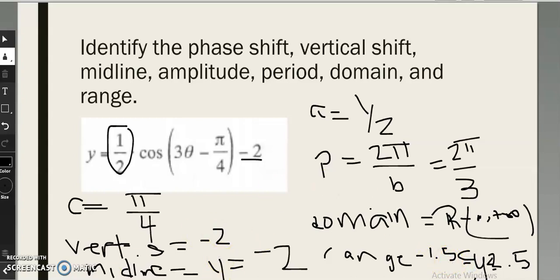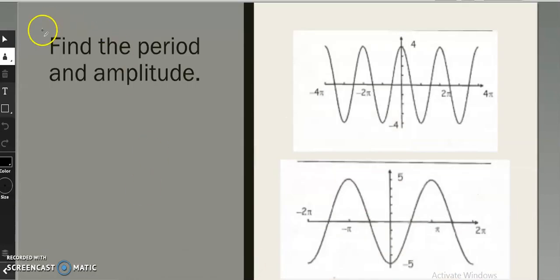All right, now let's look at some graphs. It says find the period and the amplitude. So here I have a really easy example. First of all, the amplitude is the height of it, and so my amplitude is 4. My period goes from one tip to the next tip. So it looks like this goes from here to 2 pi. So this period is 2 pi.